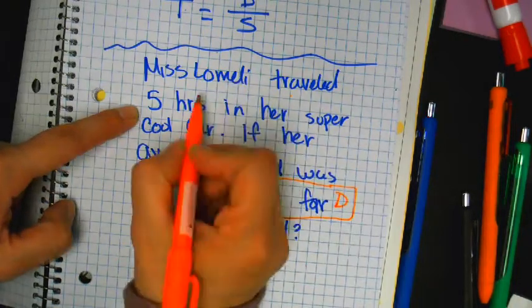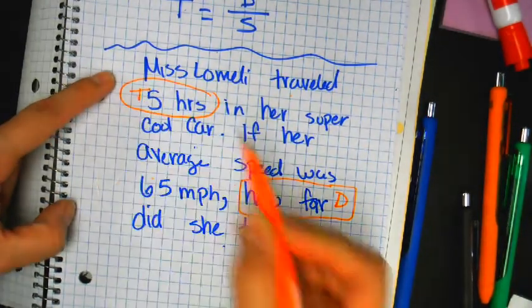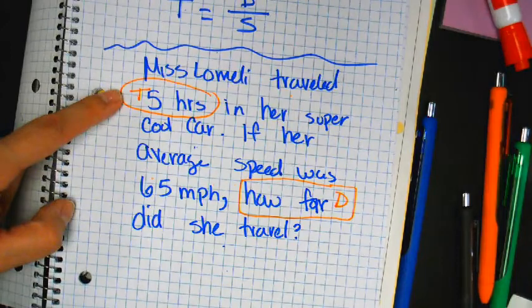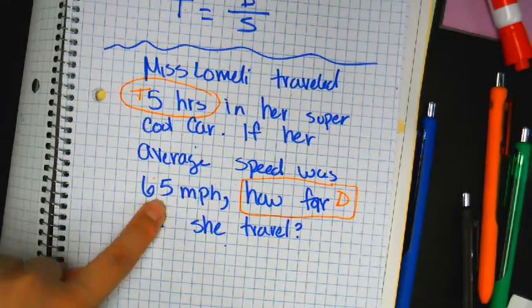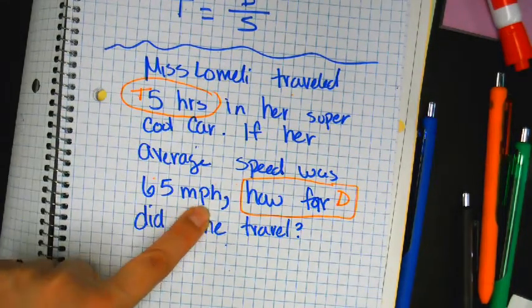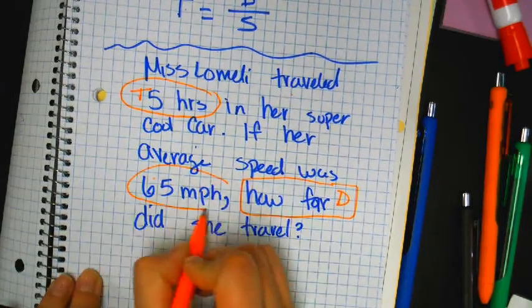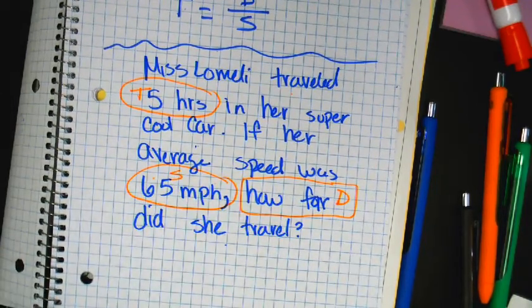Time. 5 hours is time. So are you solving for time? No, because they gave it to you. 65 miles per hour, what is that? Speed. So are you solving for speed? No. So if you don't understand what they're asking you, go back and say, that's my speed, that's my time. So obviously they're not asking for that, right? All right. So they're asking us for distance.